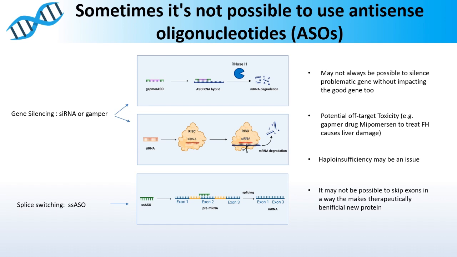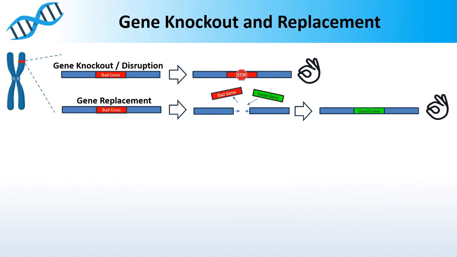However, rather than working at a transcription level, it's also possible to counteract a problematic gene by modifying the genome in a way that removes or disrupts the problematic gene. This is referred to as gene knockout. And the problematic gene can also be replaced in the genome by a correctly functioning version, in theory.